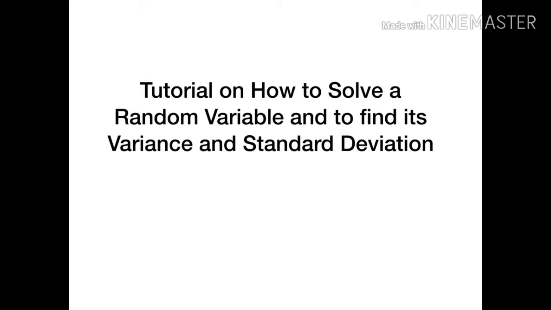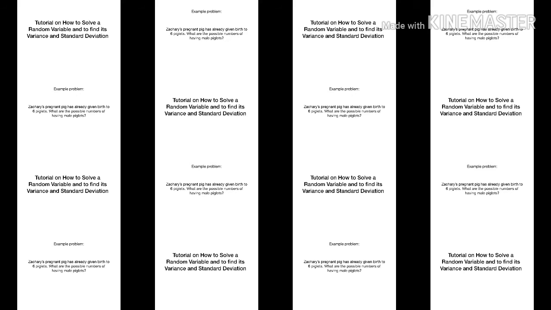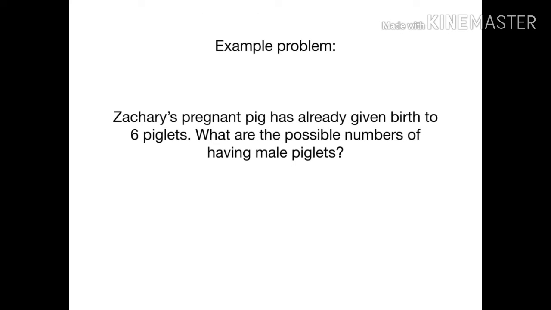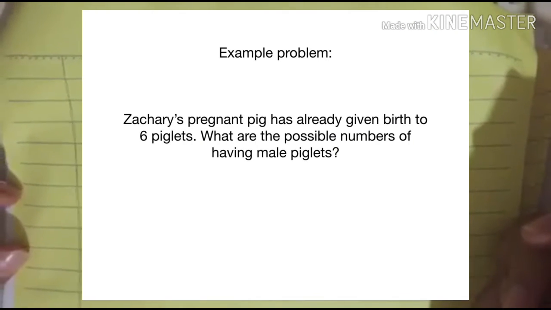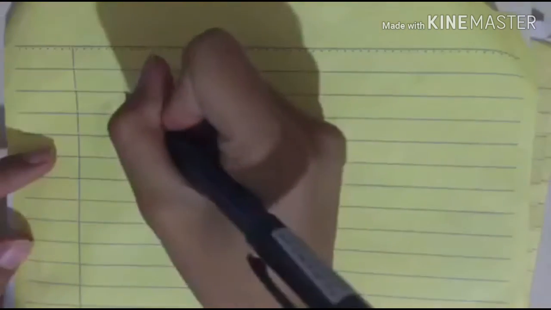Today, we're going to tackle the ways to solve the variance and standard deviation in a problem that includes a random variable. Here is the problem. The cow's pregnant pig has already given birth to 6 piglets. What are the possible numbers of having male piglets? We have to analyze the problem and then write the random variable x, which represents the number of male piglets.